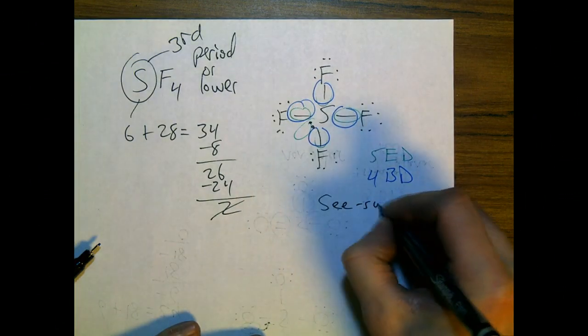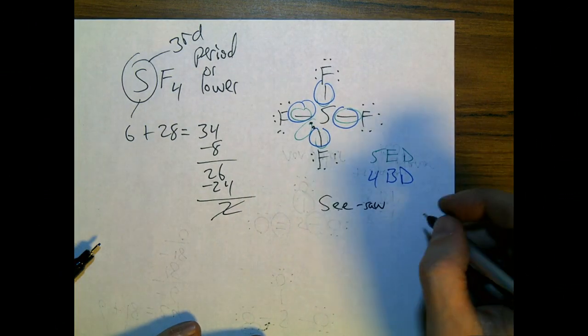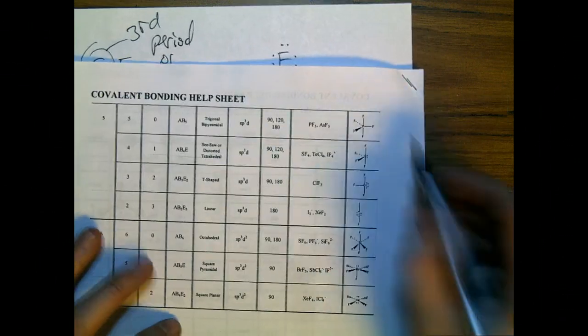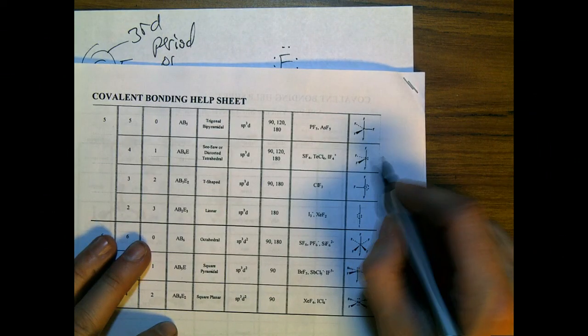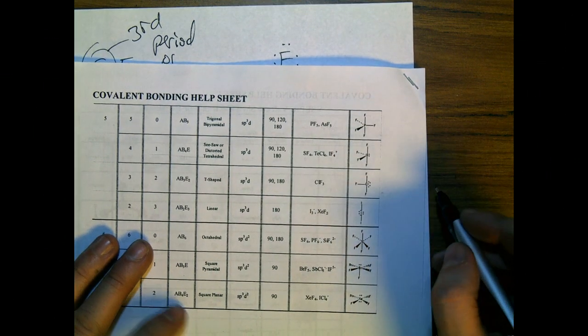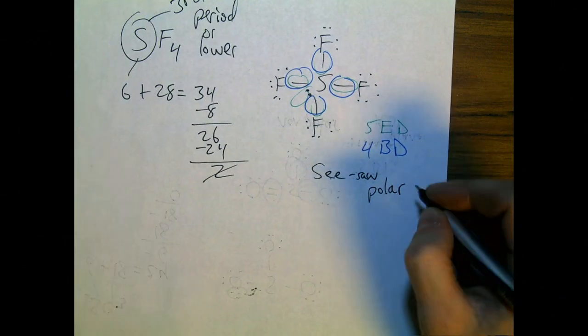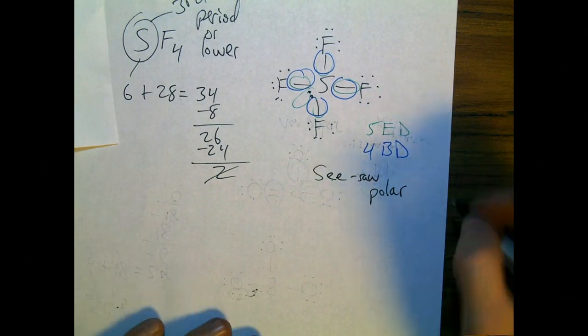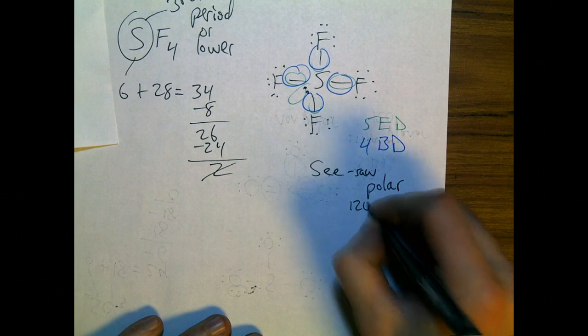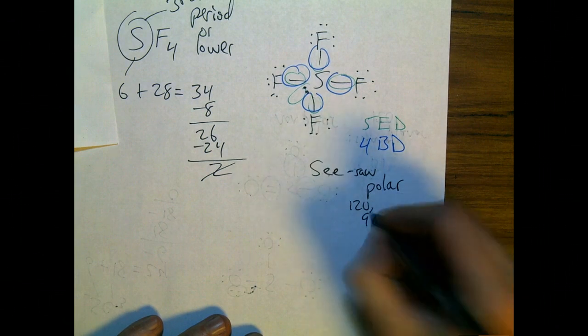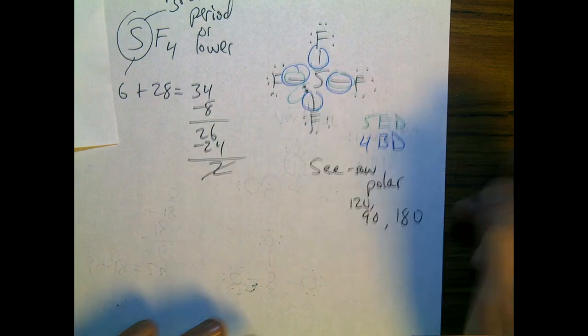Seesaw is always polar. You can take a look at it. Look how there's not much symmetry. You would need something on the right side as far as an atom to have symmetry. So it is indeed a polar molecule. And mostly you have a bond angle of 120, but also 90 and 180 if you look at it from all the different bonds in this molecule.